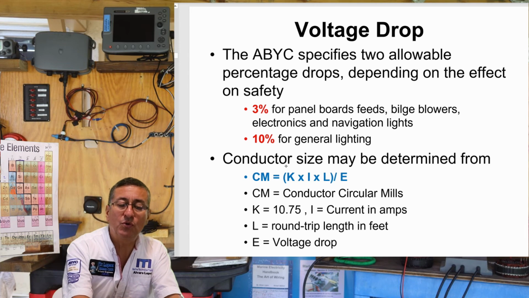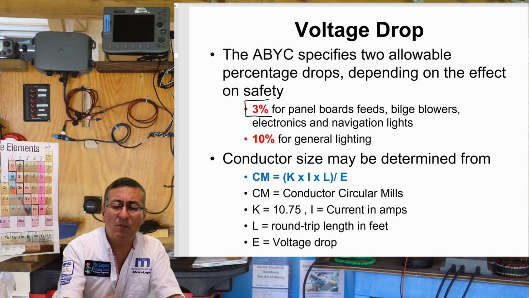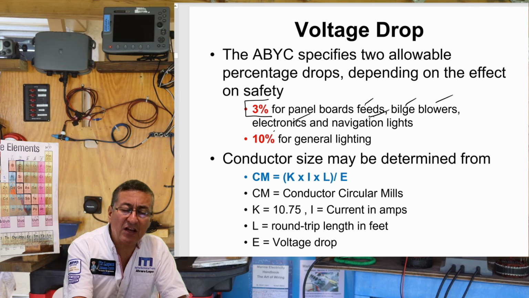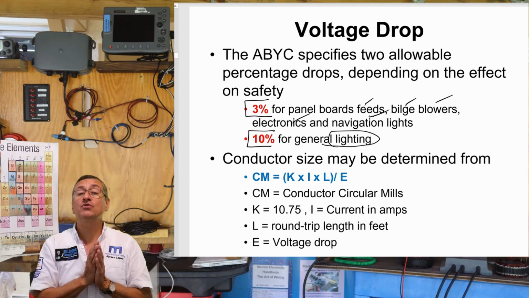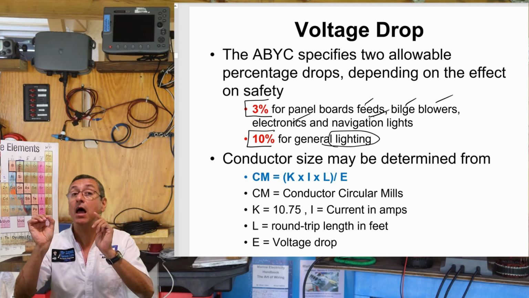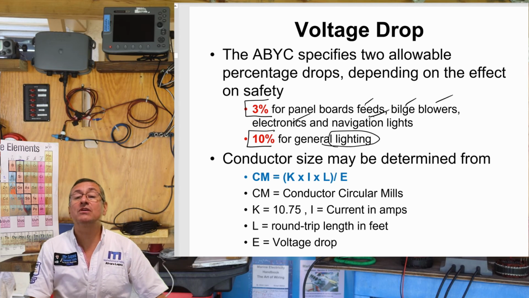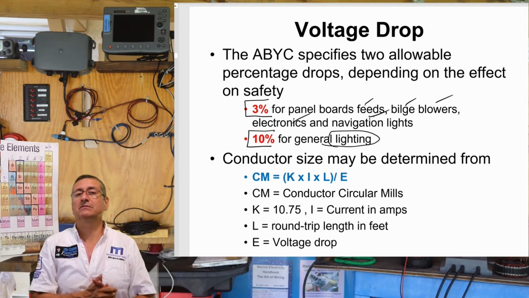We are going to use 3% of voltage drop for what? For panel board feeds, for bilge pump, for blower, for electronics, for navigation. And we are going to use 10% of voltage drop for lighting. In other words, we are going to consider a voltage drop of 10% for lighting, and we are going to consider a voltage drop of 3% for the rest of the systems. That's it.